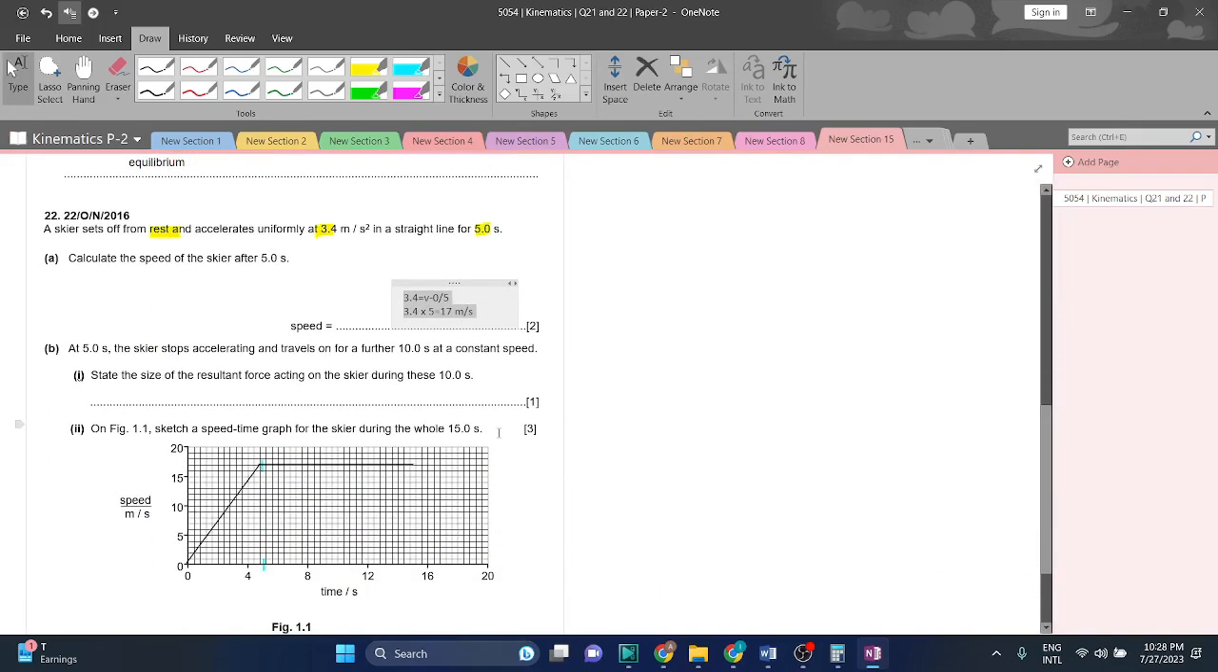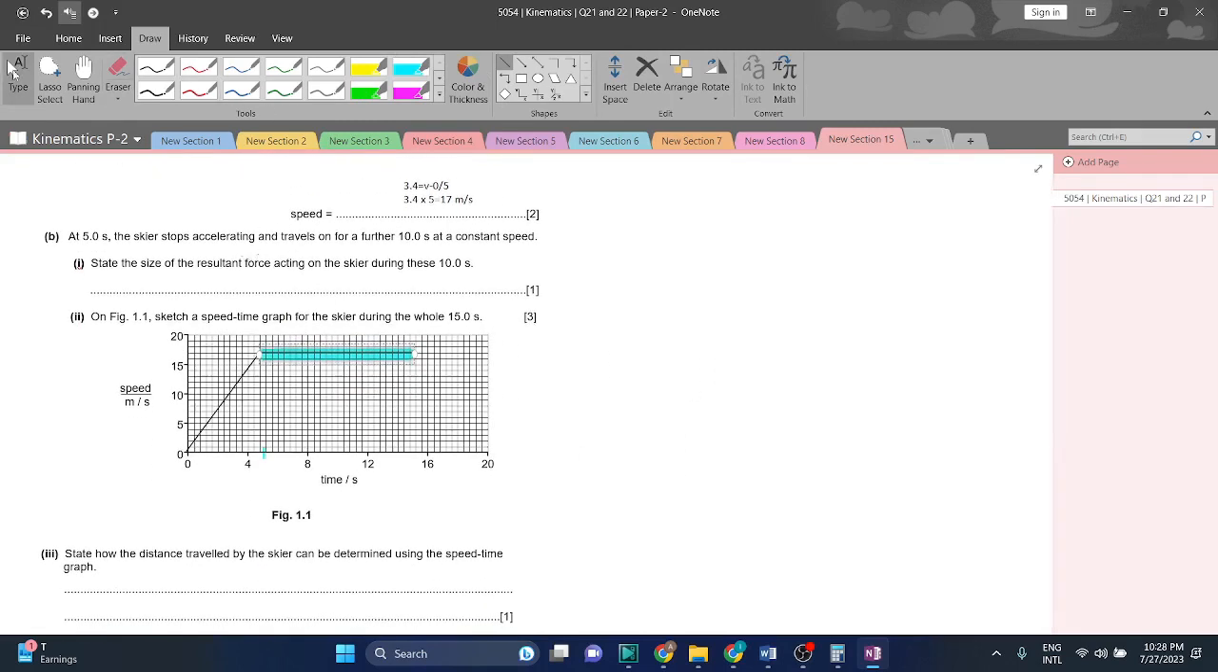B. At 5 seconds, the skier stops accelerating and travels on for a further 10 seconds. State the size of the resultant force acting during these 10 seconds. As you can see, there is a constant speed. That means there is no acceleration, and when there is no acceleration, there is no resultant force. So the resultant force is 0.